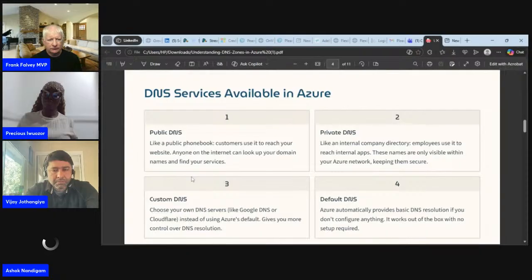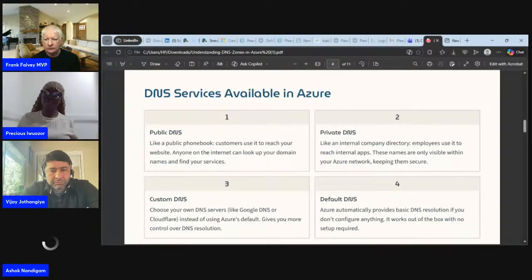Now, there are services available in Azure DNS Zone. Some of them are public DNS, private DNS, custom, and default. These are just the four I stated, but there are other services you can find in Azure DNS Zone. When we talk of public DNS, it's like a public phone book. Customers use it to reach your website. Anyone on the internet can look up your domain names and find your services with public DNS.